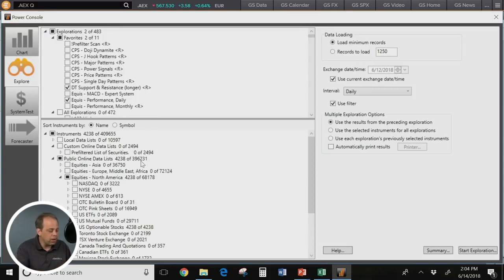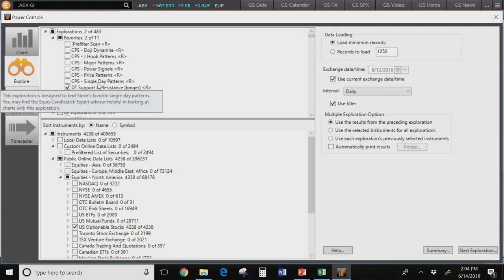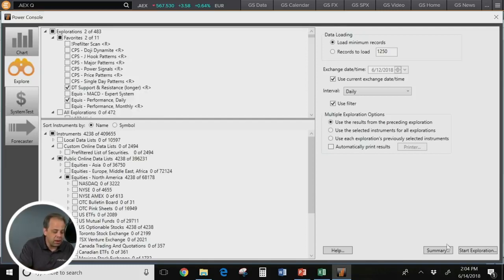And you'll notice right here, just by coming into this list, we do have a list of all of the US optionable stocks. So I can scan that whole list just by checkmarking here. And again, we're looking for stocks that have recently broken through support or resistance, and we're also going to look at the performance of those.